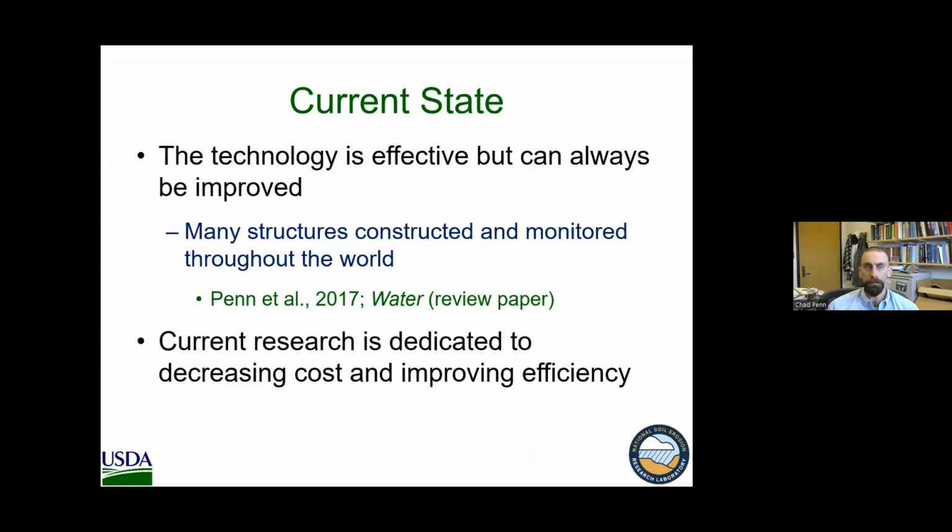Okay, so currently the technology is effective, but I'm a researcher, so I'm going to say it can always be improved. We've built a lot of these things over the years throughout the world. I help people design them. Right now, we're more in the dissemination stage, so I'm doing things like trying to get the software out, working with INRC and making some training videos to train people how to design and build them themselves, so that it can spread and people can actually start implementing them more. But like I said, they can always be better. So my current research on those is dedicated to decreasing the costs and improving the efficiency of the P-trap structures.